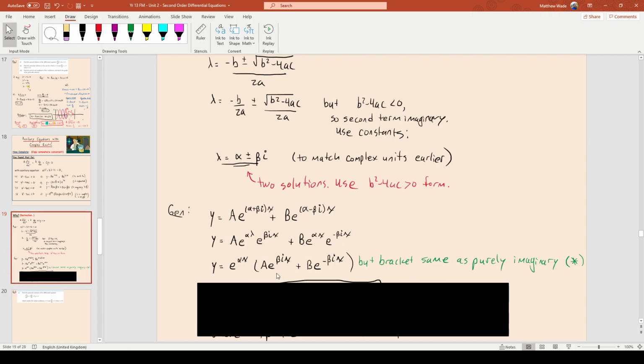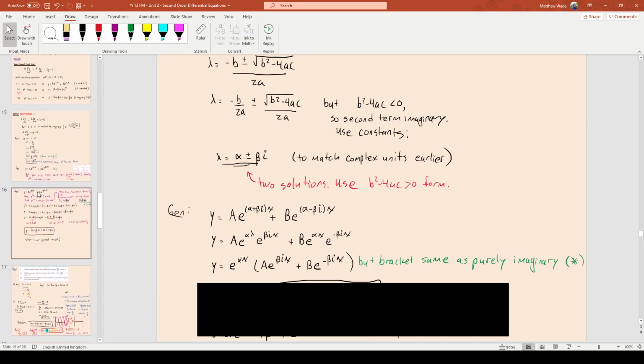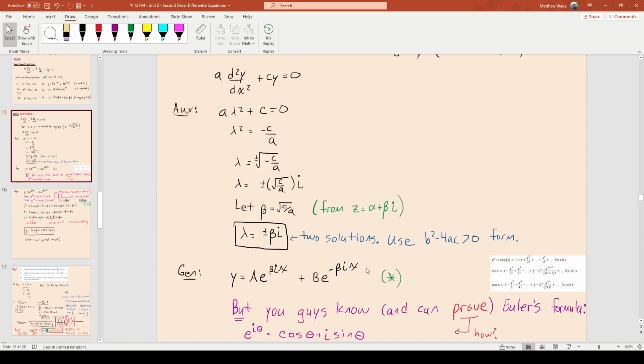Now, my buddies, can you see that inside you have a e to the beta ix plus b e to the negative beta ix? Can you spot this bracket is the same as the purely imaginary one? So here we go. Check it. Ready, buddies? See the screen right now? There! Can you see this? It's the same as this one. A e to the beta ix plus b e to the negative beta ix.